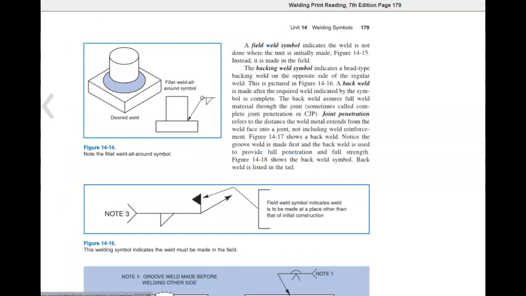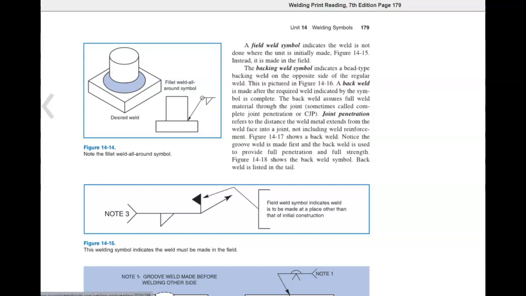A field weld symbol indicates that weld is not done where the unit is initially made. Instead, it is made in the field. The backing weld symbol indicates a bead-type backing weld on the opposite side of the regular weld. This is pictured in Figure 14-16.